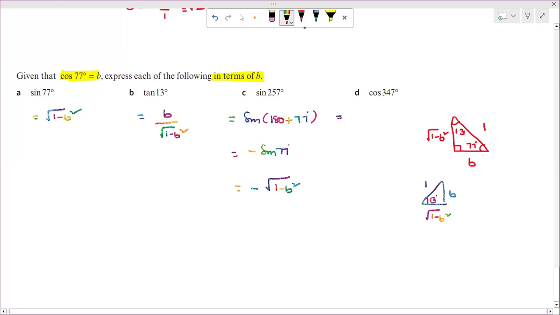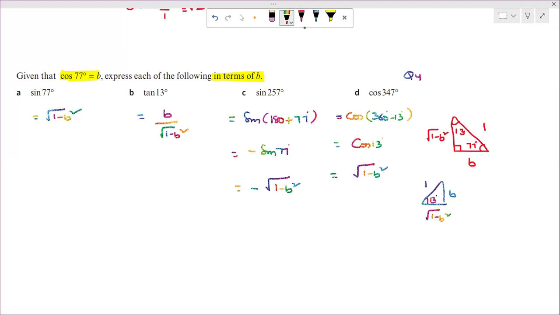Now this one, I am writing cos of 360 minus 13, which is nothing but 347. 360 minus 13 degrees is in the fourth quadrant, and in the fourth quadrant cos is positive. So cos 13 means use this second diagram. The formula is adjacent by hypotenuse, root 1 minus b square. So this is how we have to simplify the problems. I hope you have understood my explanation clearly. Thank you.